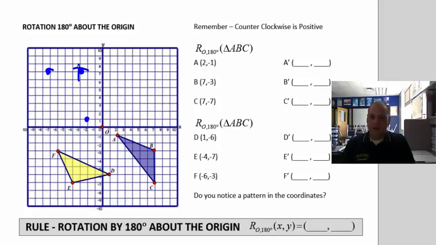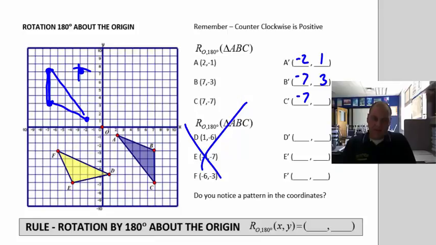Oh, and I messed this point up. So we're 7, 3. Should have been 3, 7 like that. There we go. Now we got a rotation 180. And I want to try to save time for you on the video. We're doing A now. We're not doing this one. This is going to be -2, 1. This is going to be -7, 3. And this is going to be -7, 7.